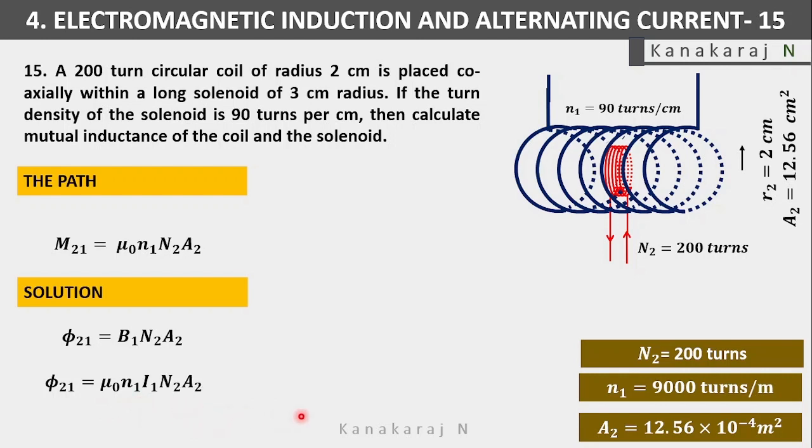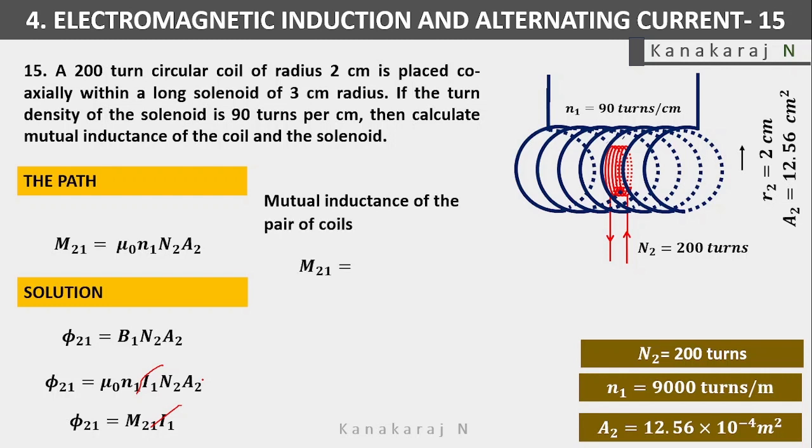According to the definition of mutual inductance, phi 21 equals M21 I1. Here we are going to cancel I1 and I1. When we cancel I1, we get an equation for the mutual inductance of the pair of coils. So M21 equals mu naught times N1 N2 A2. Now you understand how we get this formula.